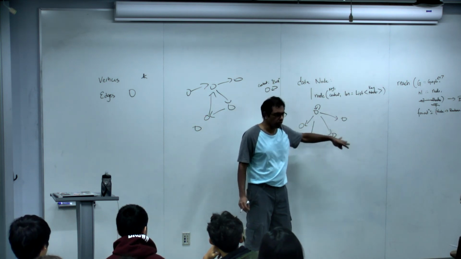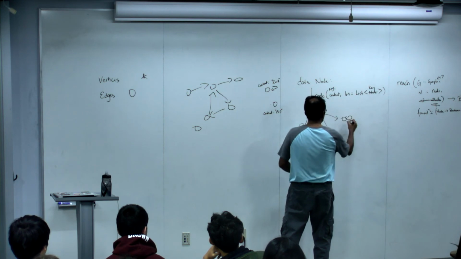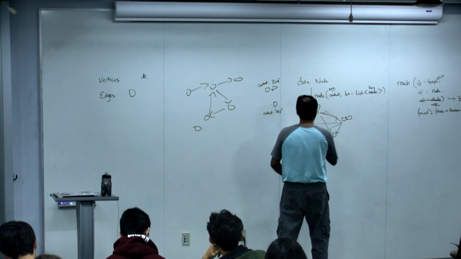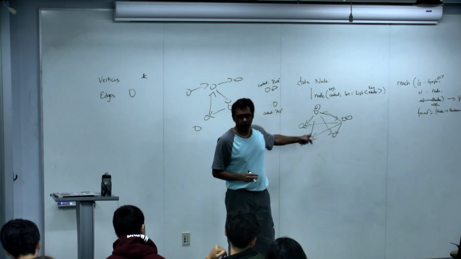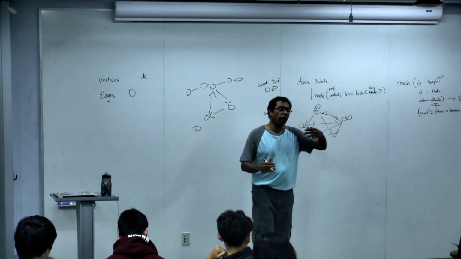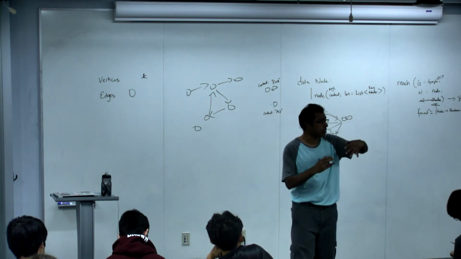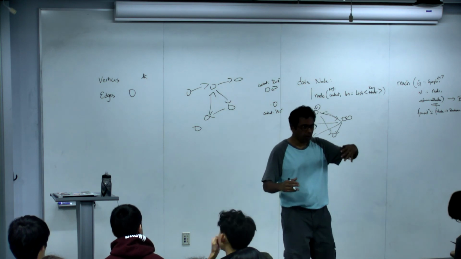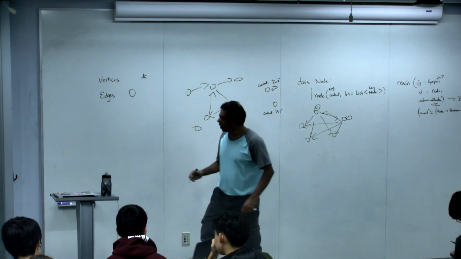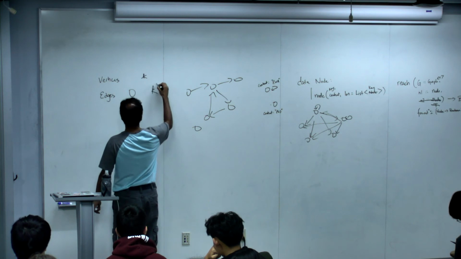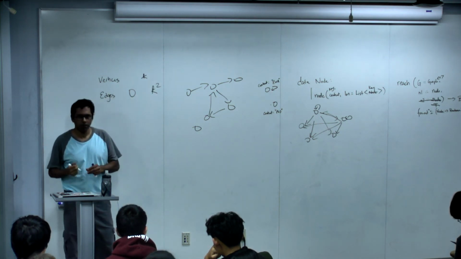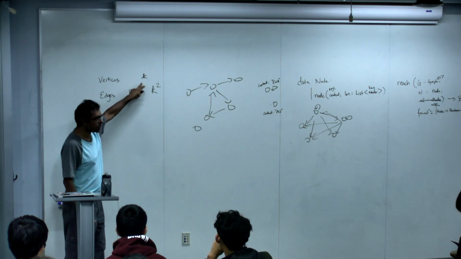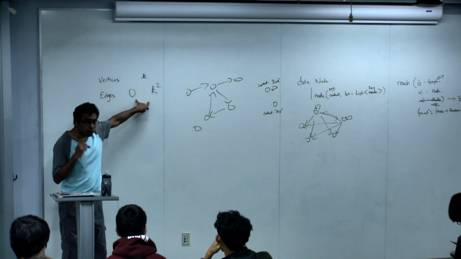Now, how many edges can this have? 5. You see that, right? So 1, 2, 3, 4, and 5, and 5 and 5 and 5 and 5. So basically, every vertex can have an edge to every other vertex. So the worst case is we could end up with k squared edges. And given this number of vertices, any of this range is possible.